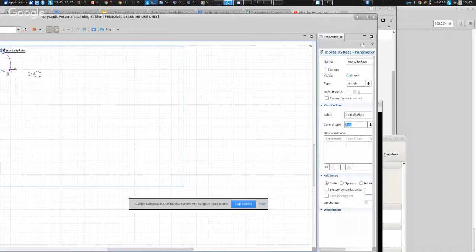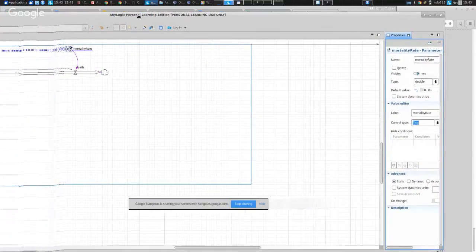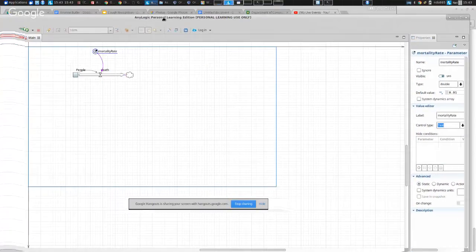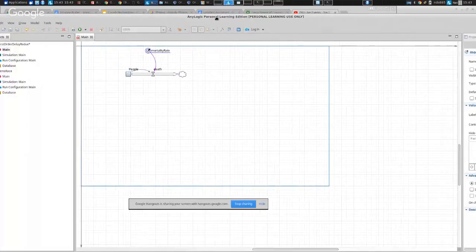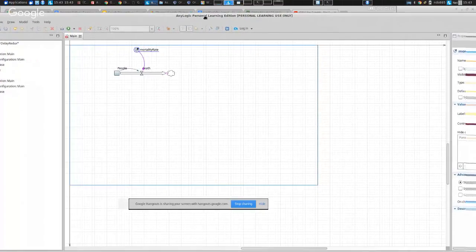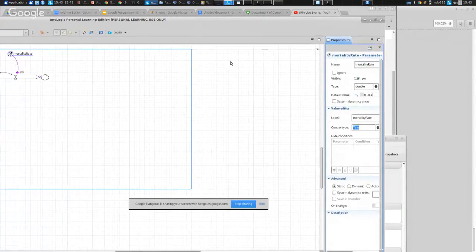Ladies and gentlemen, for the mortality rate, we make its default value 0.01. Turns out that with parameters, we can specify them in the properties of the scenarios of the experiments we'll run. But this will be set to a default value of 0.01. Okay.